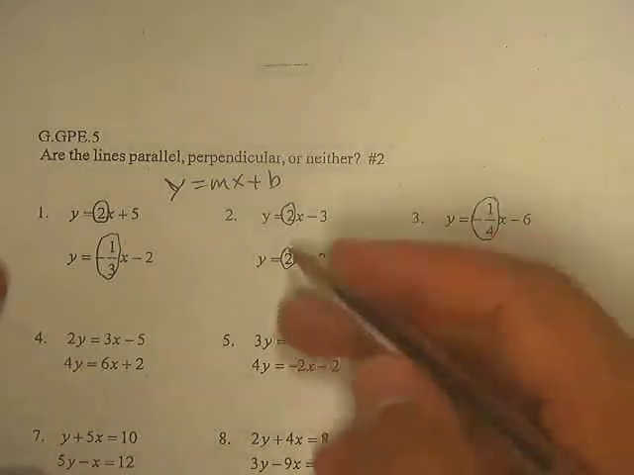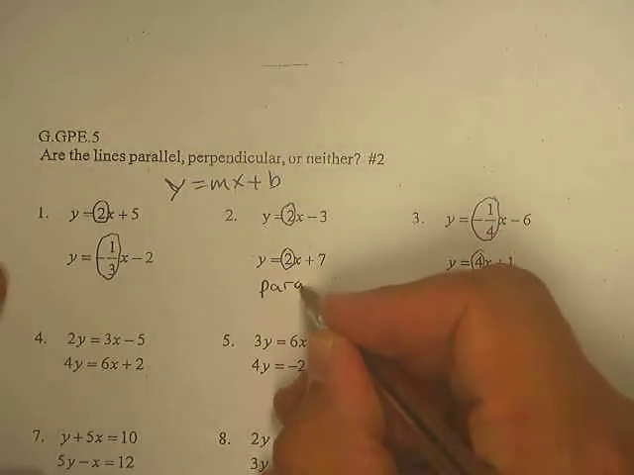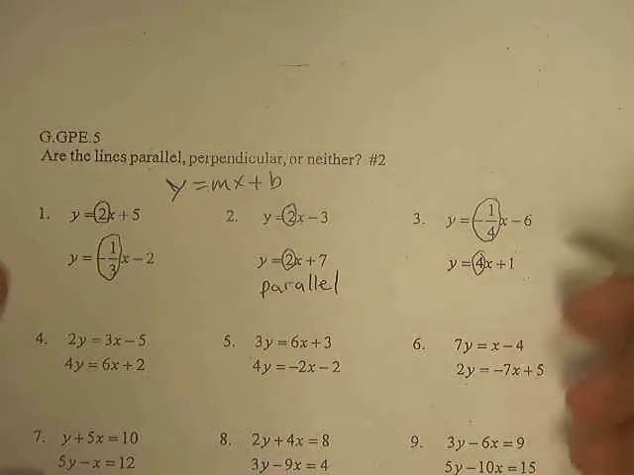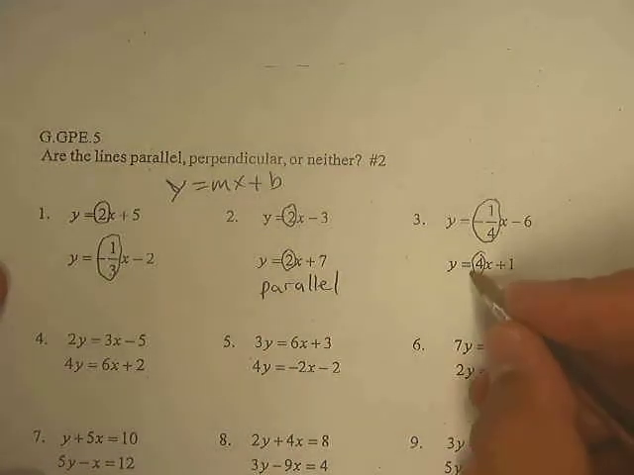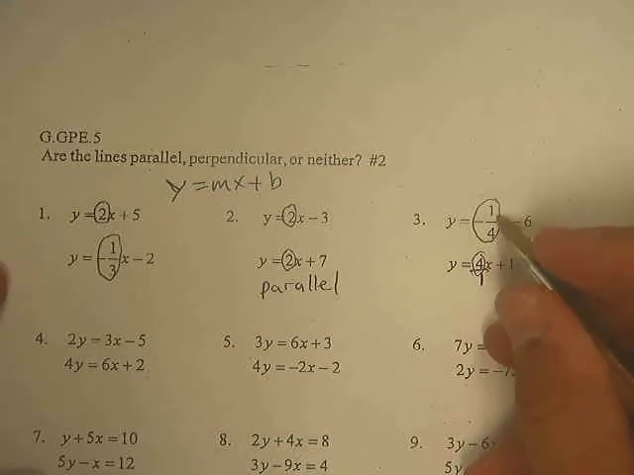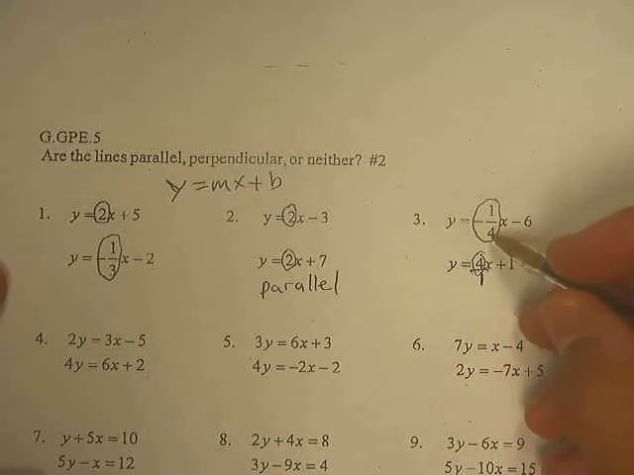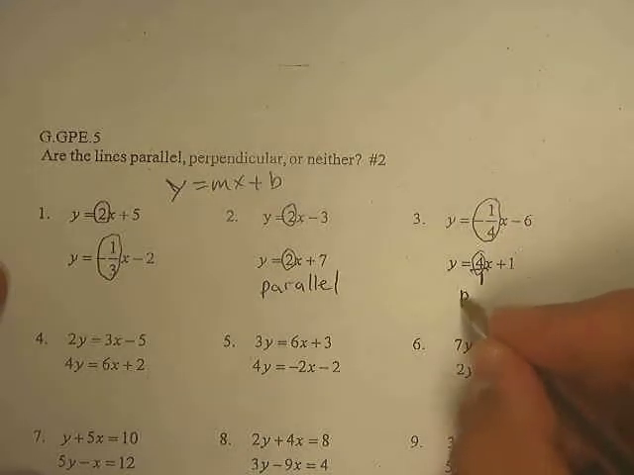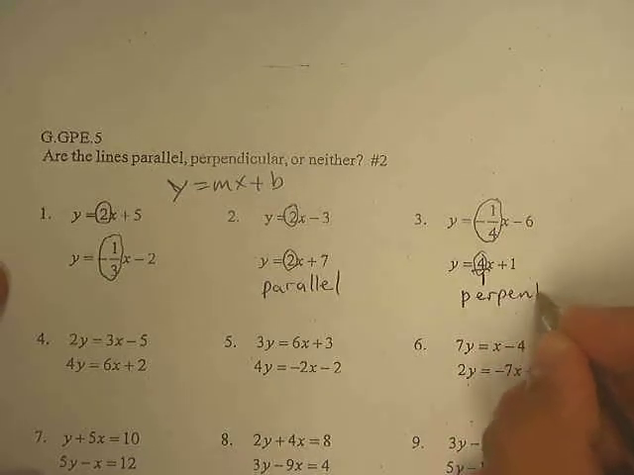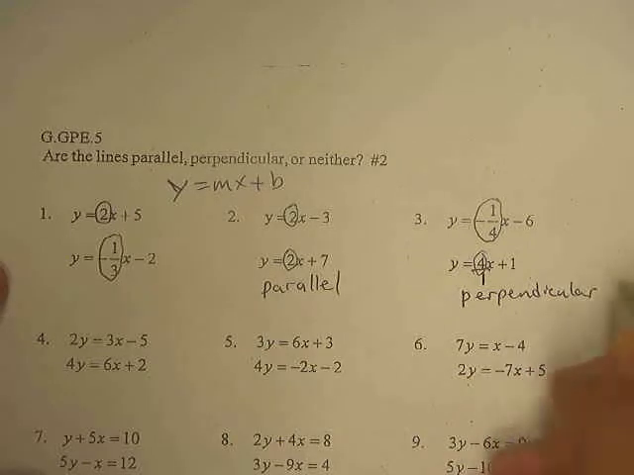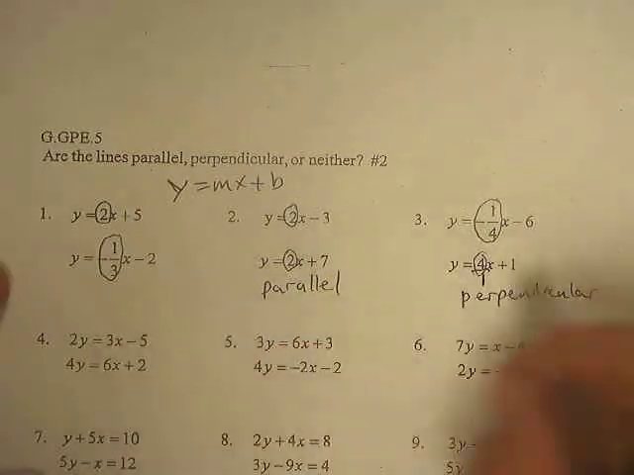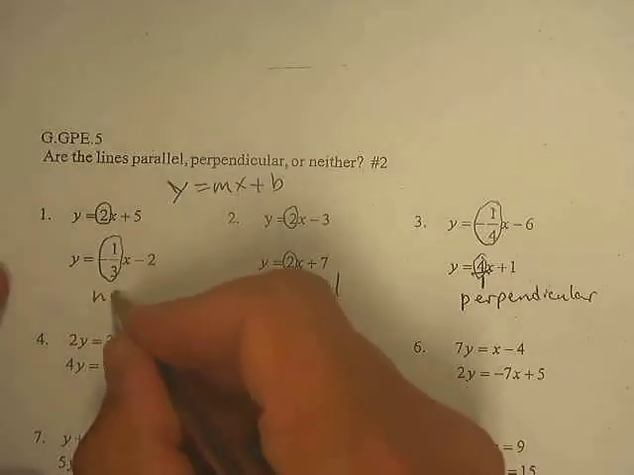Now these two have the same slope, so as you probably remember, these are parallel. These have opposite reciprocal slopes because this is the same as 4/1. Just took the 4/1, flipped it to 1/4 and made it opposite or negative. So that's perpendicular. And over here, this is neither because it's not the same and it's not an opposite reciprocal.